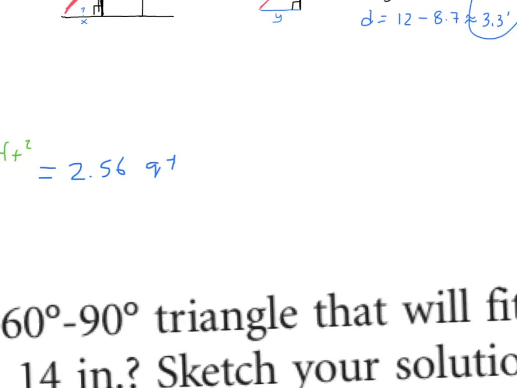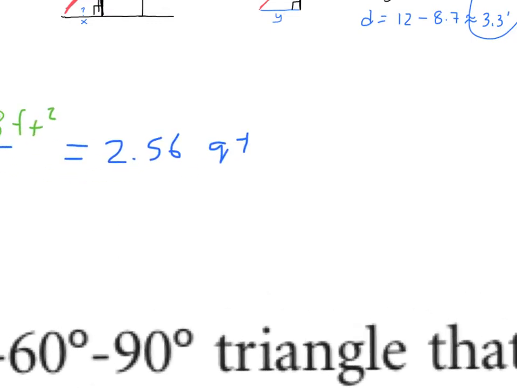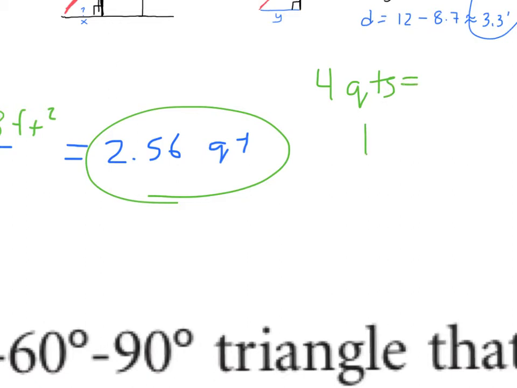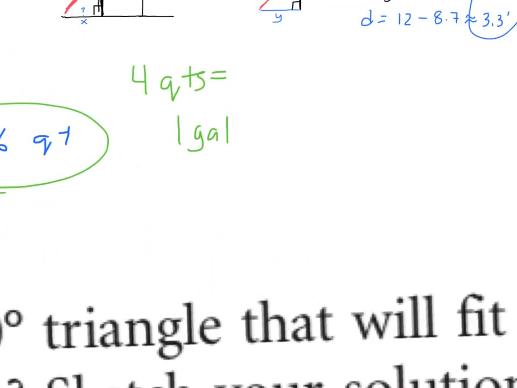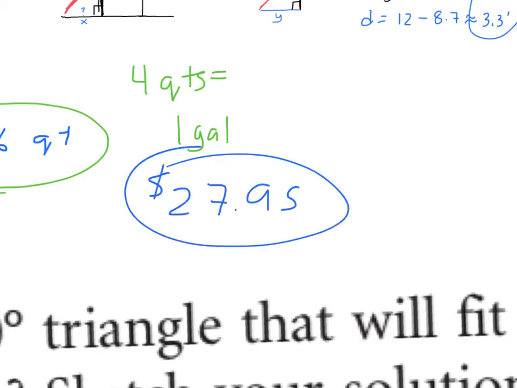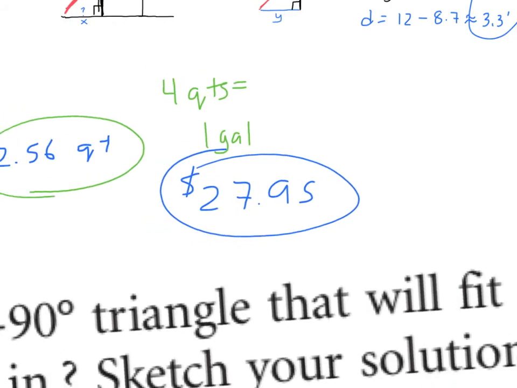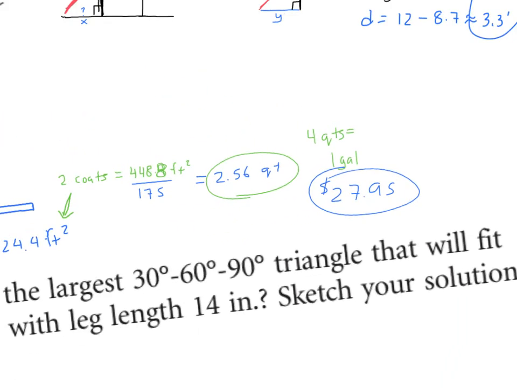All right, so now we can answer the question, how much paint should Hans buy? He only needs less than 3 quarts. However, 4 quarts, which is 1 gallon, is cheaper than 3 quarts. So in the end, he's going to pay the $27.95, plus tax and CRV and all that, of course. So buying less than 3 quarts, but the gallon he'll keep.